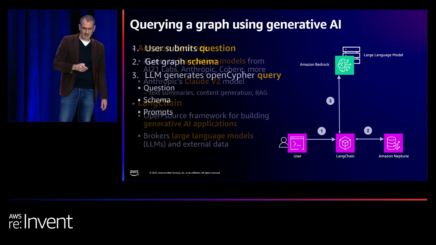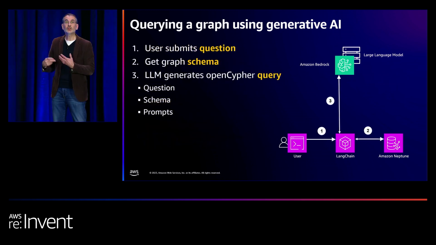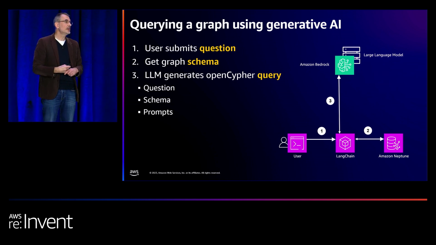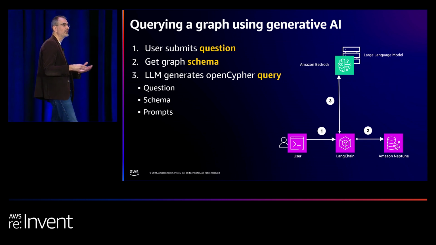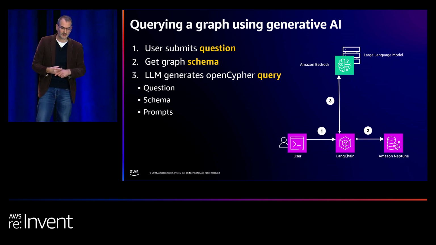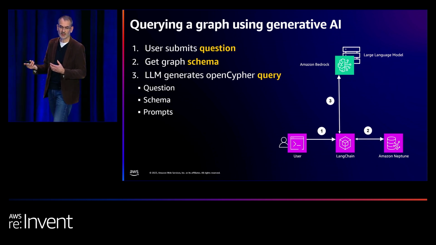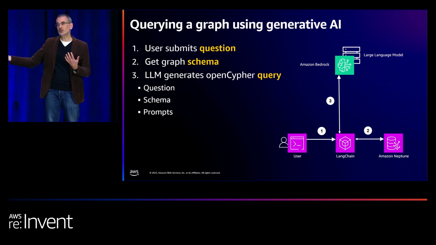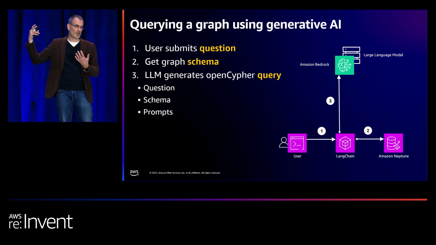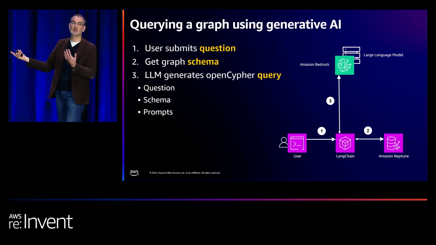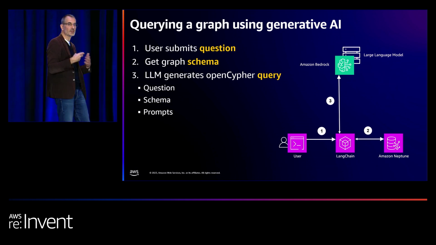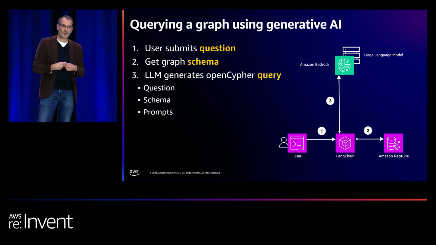So how would this work? Well, our user supplies a natural language question. You know, how many outgoing routes are there from the city of Austin, from the airport in the city of Austin? So they submit a question. LangChain takes that question. It queries Neptune to get a representation of the graph schema. So it just wants some simple representation of the kinds of nodes and edges and the properties that are contained within the graph.